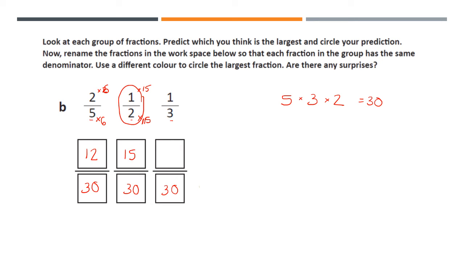So far my prediction is right. What do I do with 3 to get to 30? Times 10. 1 times 10. So my prediction is absolutely correct. This one is definitely the biggest fraction.